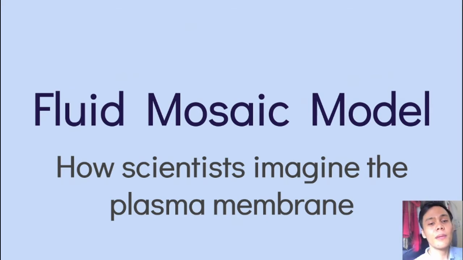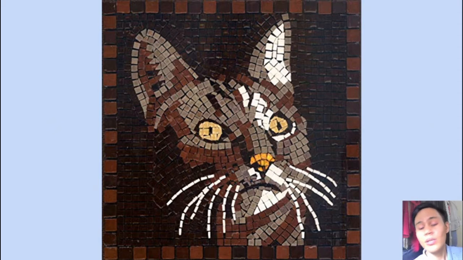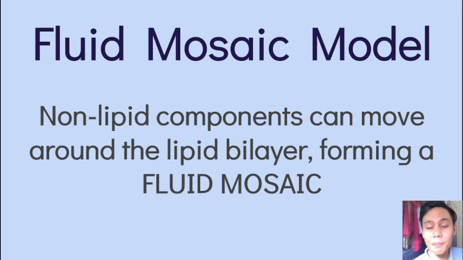Now, the fluid mosaic model is the term for how scientists look at the plasma membrane. It's the model for the plasma membrane. So why is it fluid? Why is it mosaic? So it's mosaic because it seems like it's made of many different distinct parts or components. So there's non-lipid components that move around a fluid phospholipid bilayer.